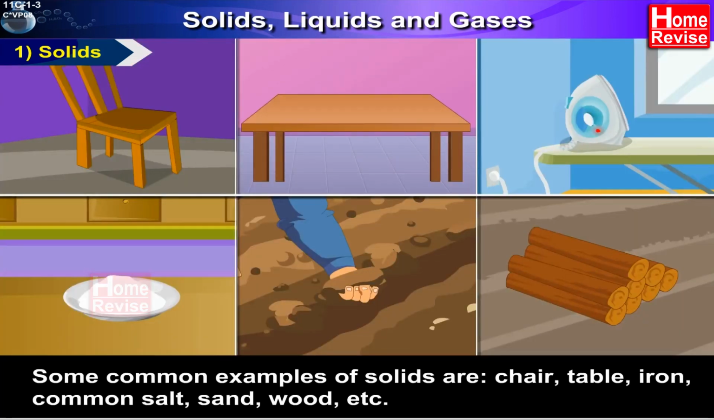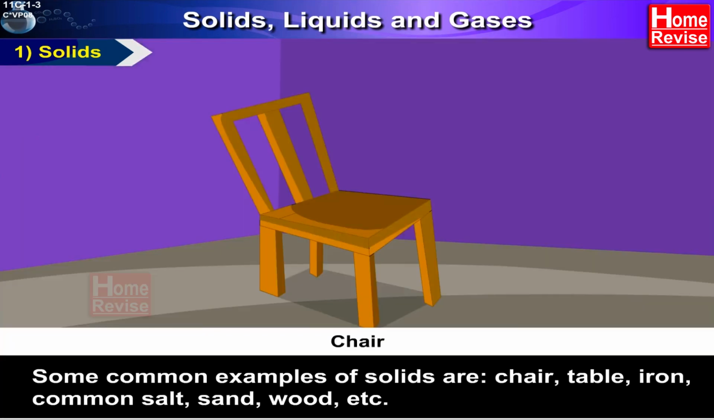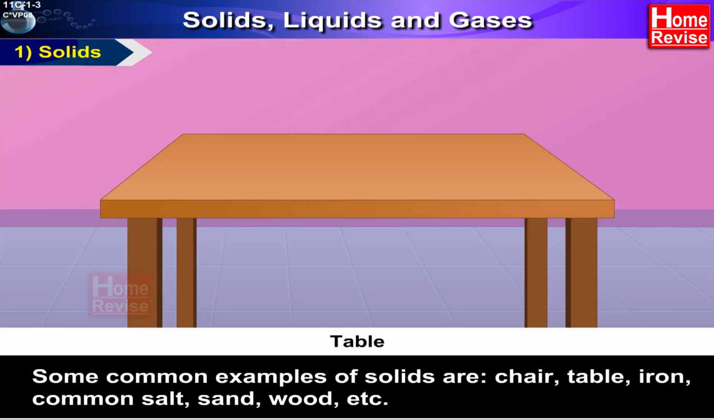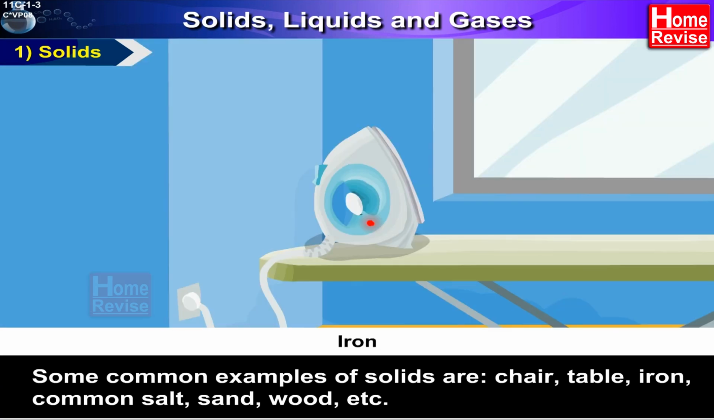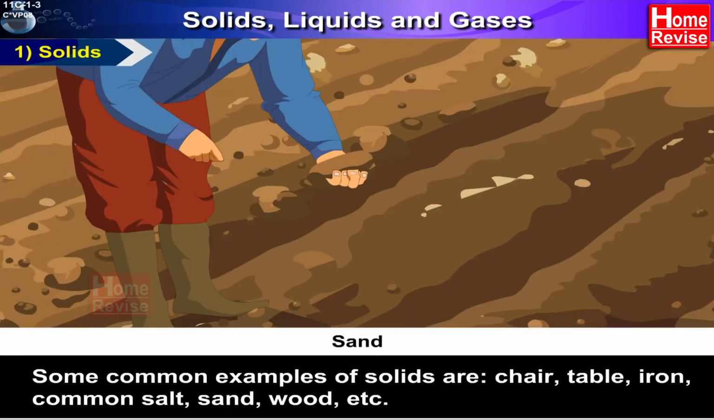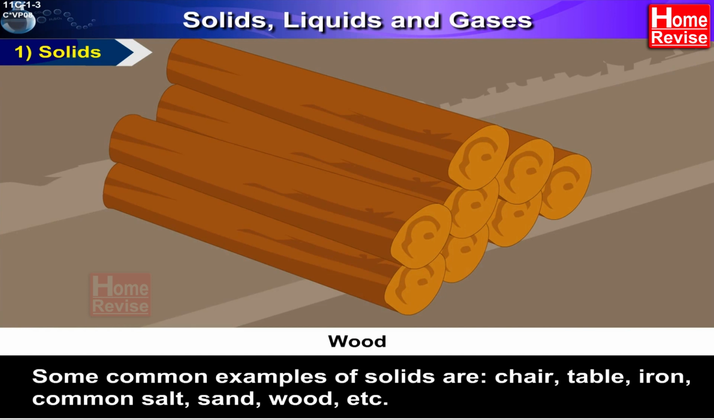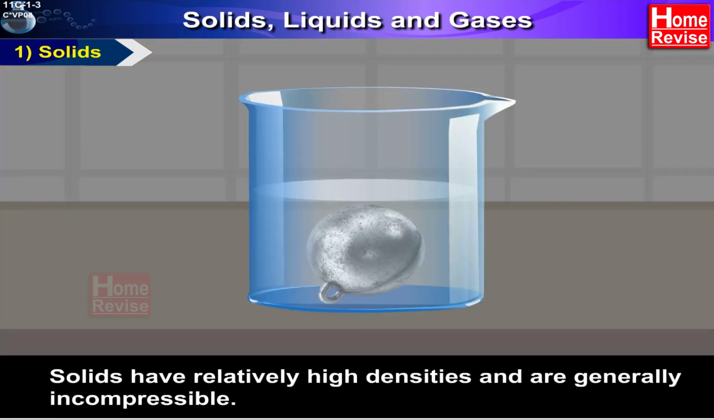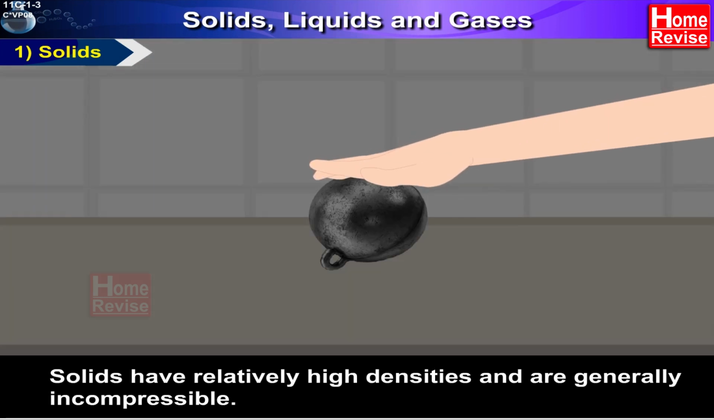Some common examples of solids are chair, table, iron, common salt, sand, wood, etc. Solids have relatively high densities and are generally incompressible.